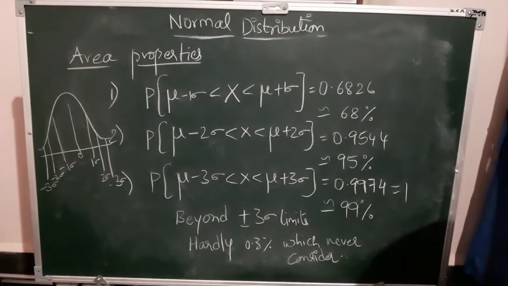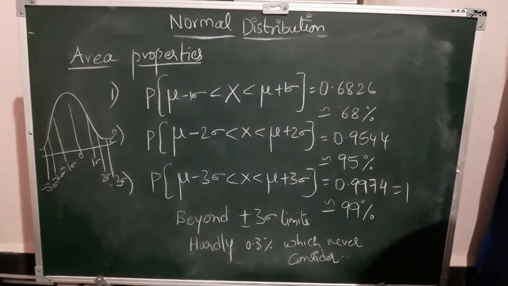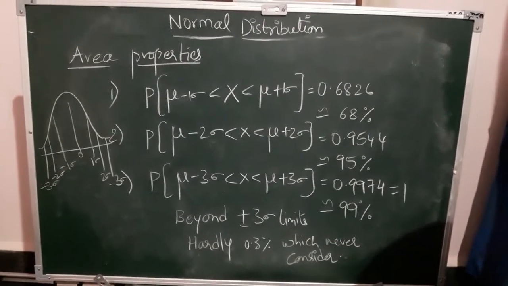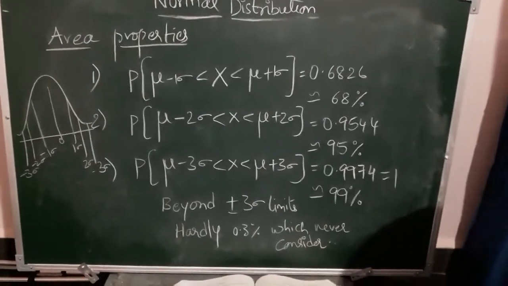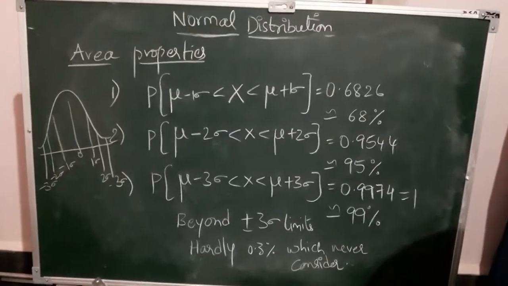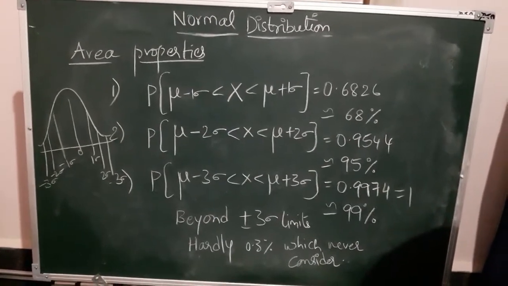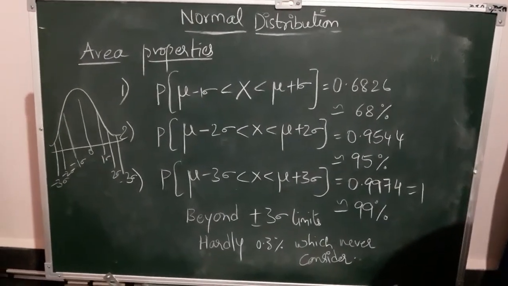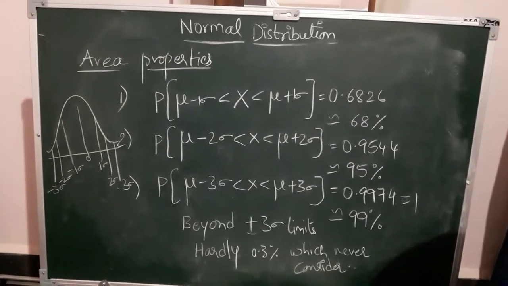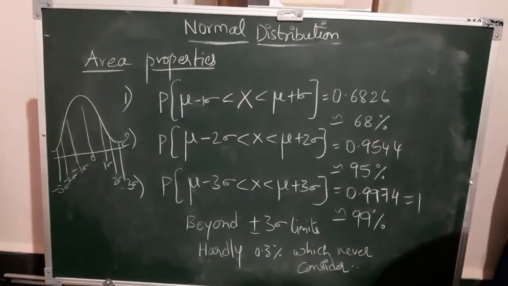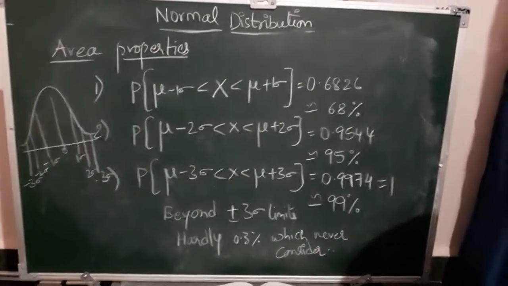Very, very important, beta 1 is 0. In a normal curve, if the curve is symmetrical, what is the value of beta 1? They'll ask a 1 mark question. You need to write 0. Just by writing 0, you get 1 mark. If you don't write 0, you won't get the mark. If you write 0, you get the mark.